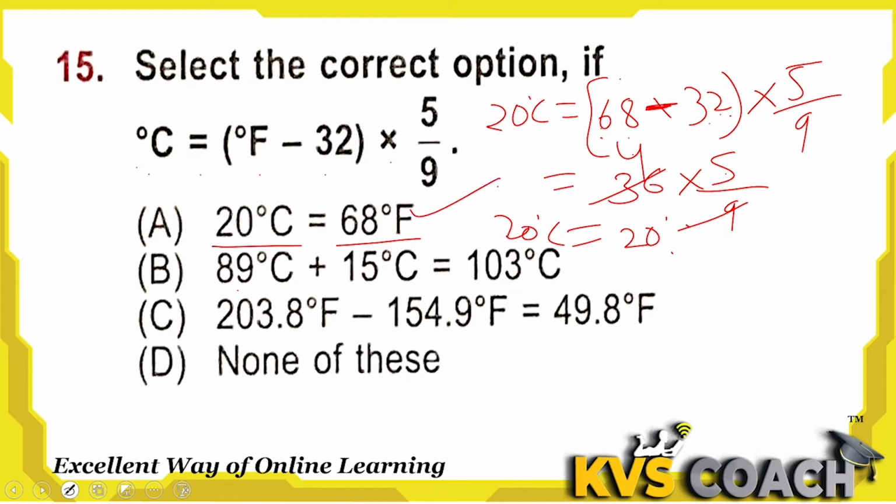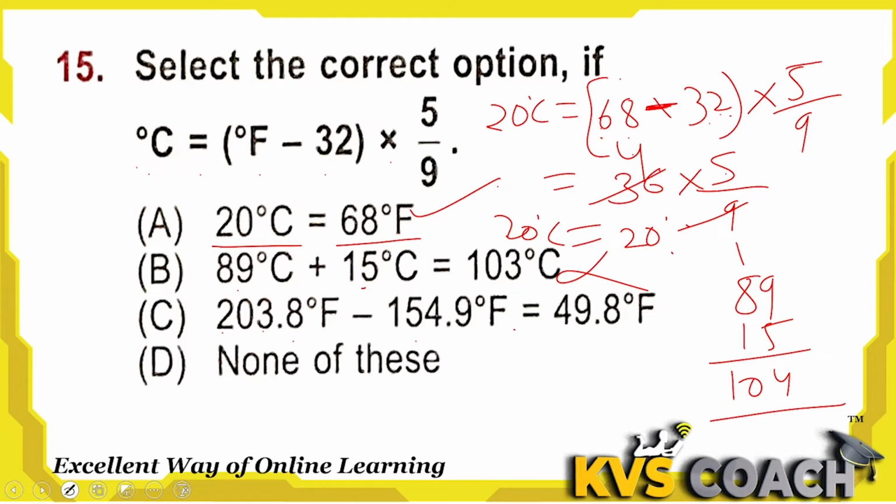Now 89 degrees plus 15 degrees Celsius is equal to 103. 89 plus 15, it is equal to 104 degrees Celsius, not 103. Okay, so this is a wrong answer.